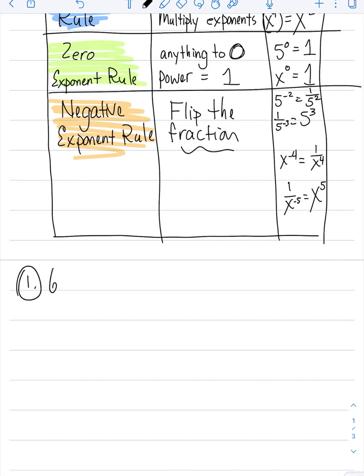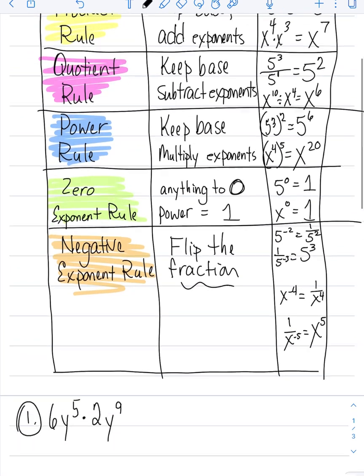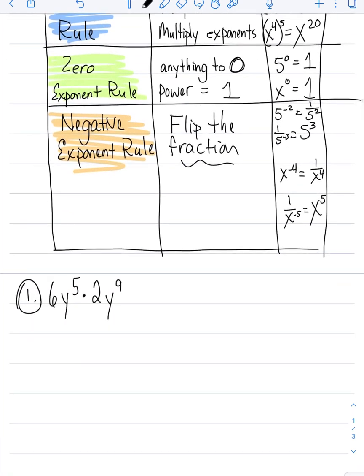So for example, let's say we had 6y to the 5th times 2y to the 9th. Well, it looks like the product rule, but they now have these numbers. So here's how you would tackle this. First, multiply 6 times 2. That's all I can do there. There's nothing special about that. But with the y to the 5th times y to the 9th, I use the product rule. The product rule says keep the base, add the exponents. So that's how I would simplify or use exponent rules to simplify a problem like that.